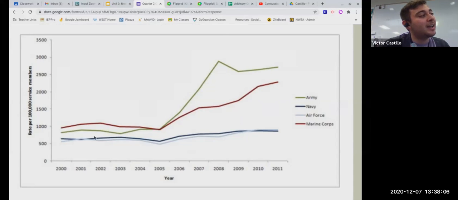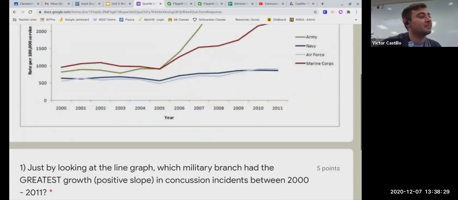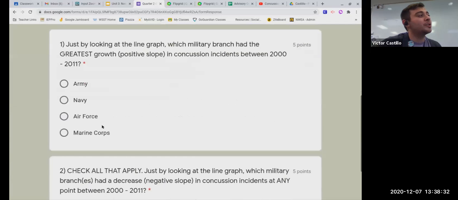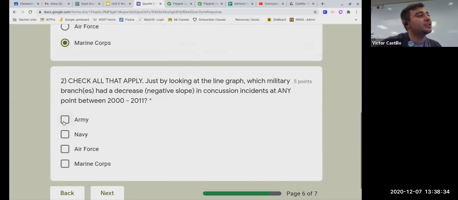As you can see, they record the number of concussions throughout the years. From 2005 to 2007, the Army's concussion rates increased a lot within that 2 or 3 year period. So if you're planning on joining the Army, be very careful. They have very high concussion rates. There are two questions. One question is multiple choice, and the other one is just check all that apply. According to what the question's asking you, just check all that apply.